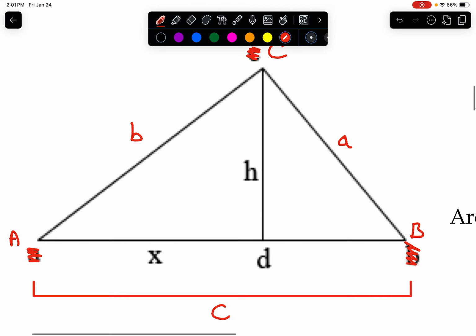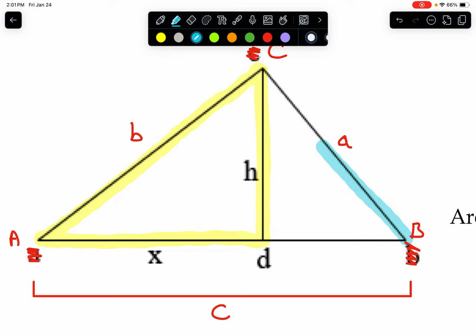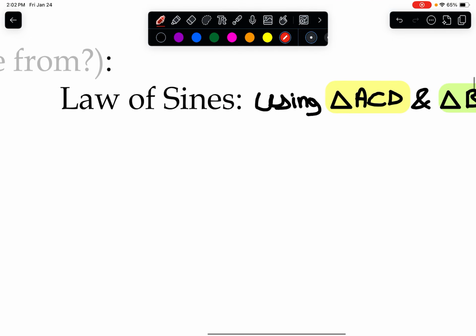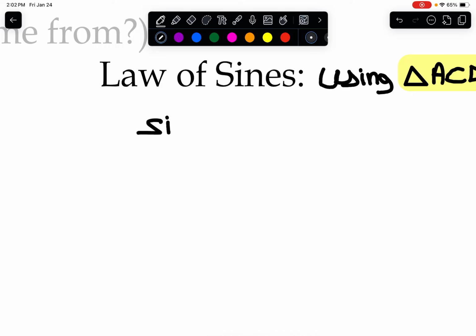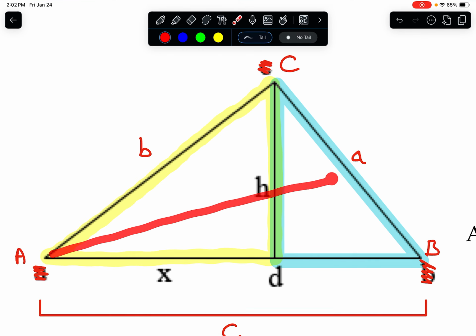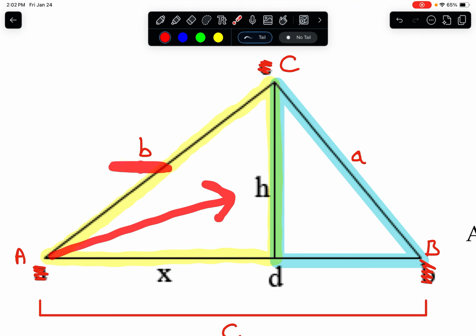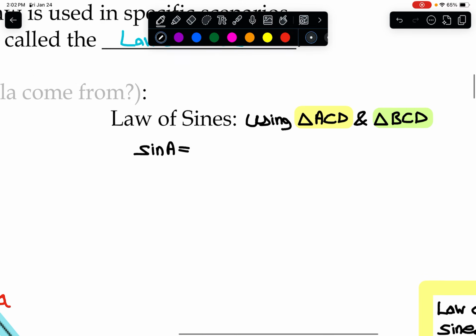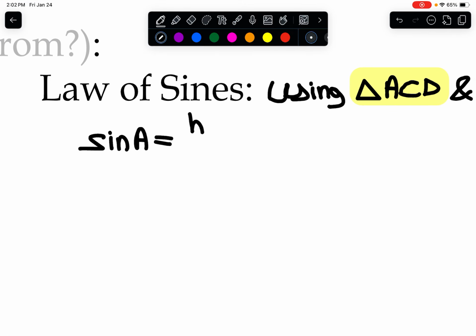Now I'm going to reference triangle ACD, and I'm also going to reference triangle BCD. I'm going to use both of these triangles for proving the law of sines. I'm going to start with sine of angle A, which is the opposite over the hypotenuse. Opposite of A is my h value, over the hypotenuse of that triangle, which is my b value. So that's h over b.